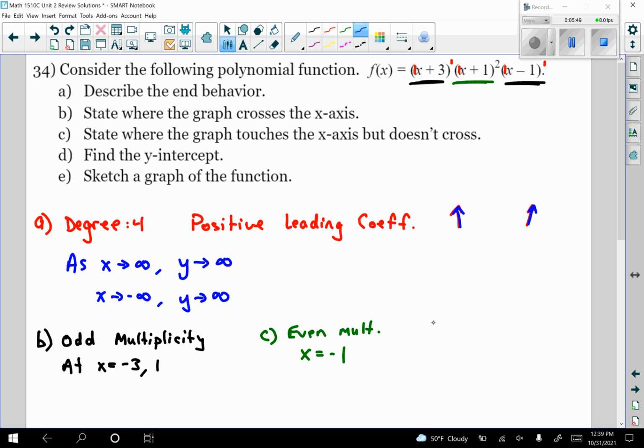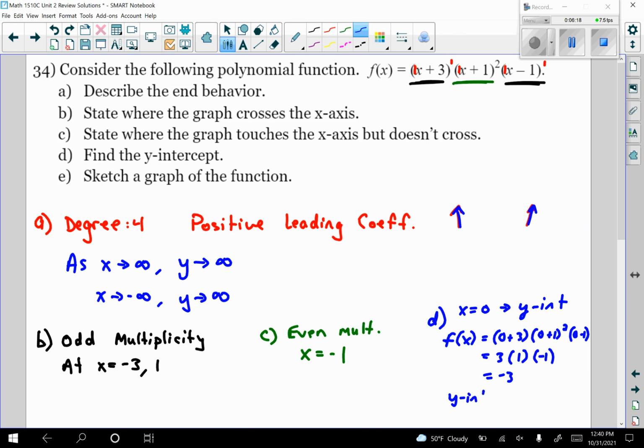D is to find the y-intercept. So we're going to substitute in x equals 0 for the y-intercept. So that's f of x is going to equal 0 plus 3, 0 plus 1 squared, and then 0 minus 1. So this gives us 3. 1 squared is 1 times a -1, so that's going to be -3. So our y-intercept is at 0, -3.